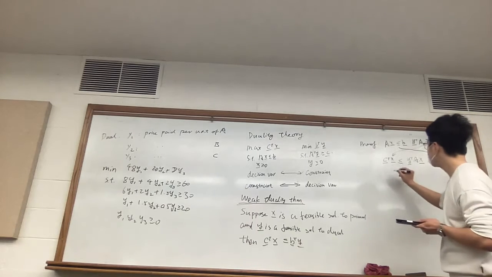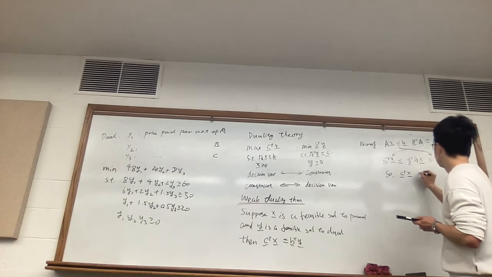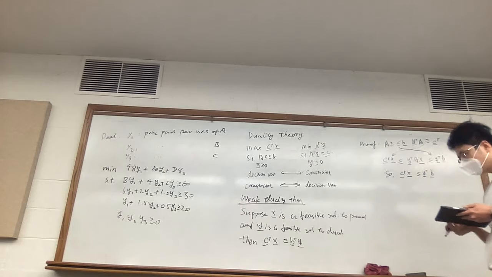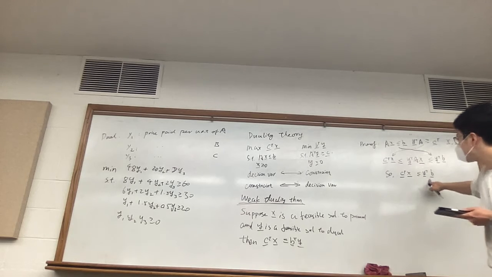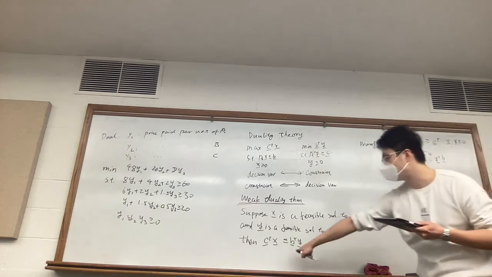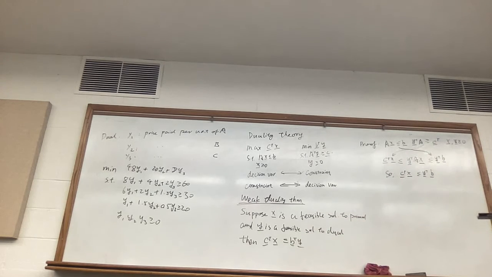So this is our result. C transpose X less than or equal to Y transpose B, and Y transpose B and C transpose X, we know that both of them are scalars. So it is equivalent to C transpose X less than or equal to B transpose Y. Then a very natural question is, why do we need this result? What does this tell you?